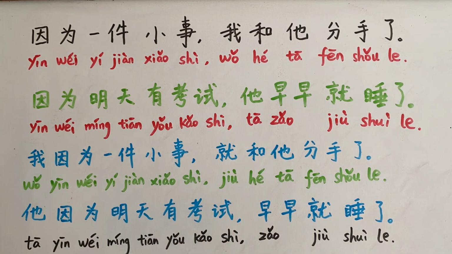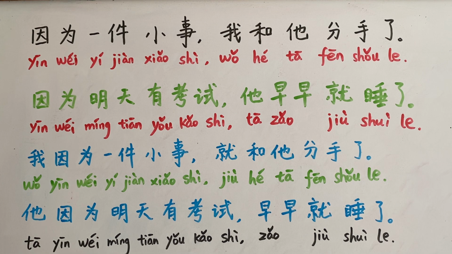就 is to emphasize, right? And I don't know how to say the term. If we have this 就 in a sentence, we might make the sentence sound very smooth. So if you have the feeling of Chinese, you may understand what I'm talking about. 他因为明天有考试, he, because tomorrow there is a test, 早早就睡了, very early went to sleep. 因为明天有考试他早早就睡了 and 他因为明天有考试早早就睡了 are the same. The two sentences tell the same meaning.